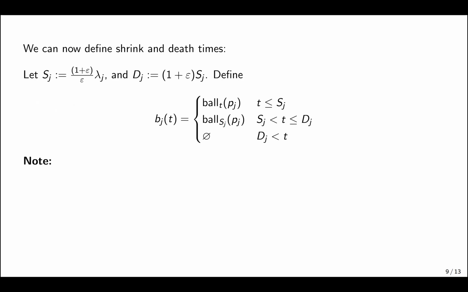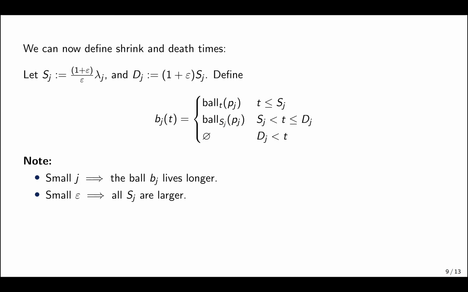And some notes about this definition. You can note that for small j, the modified ball Bj will live longer, which essentially means that points we choose earlier in the greedy permutation are more important for the topology of the point cloud. And for smaller epsilon, all sj will be larger, so we essentially get a tighter approximation because we shrink the balls later.